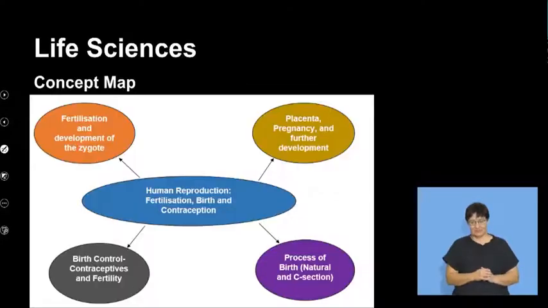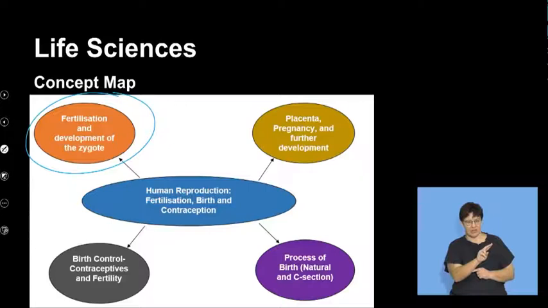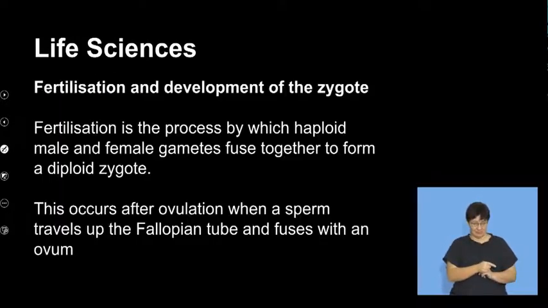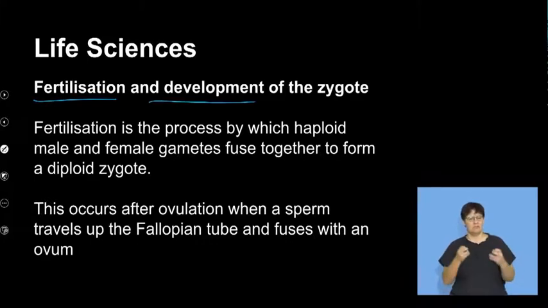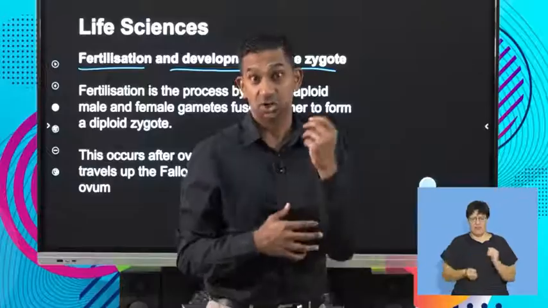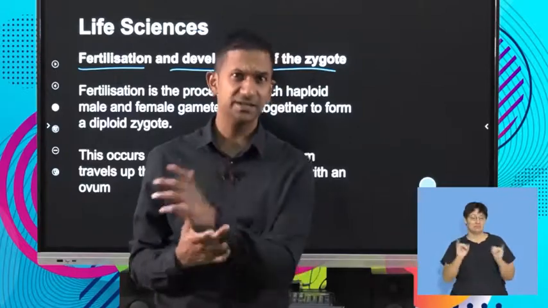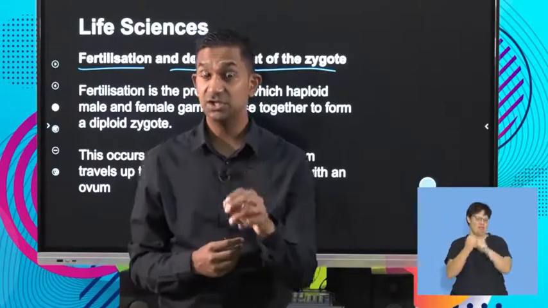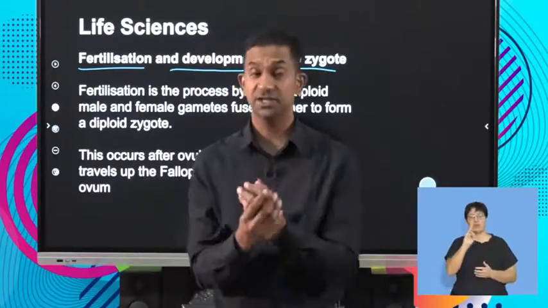So it's important that we understand exactly what we're doing today. In our overview, we're looking at fertilization and the development of the zygote, and that's important for us to be able to understand how pregnancy and the further development occurs post-fertilization. So what is fertilization and what happens after fertilization? It's a concept that we've been introduced to several years ago. Fertilization or fusion is an alternative word.